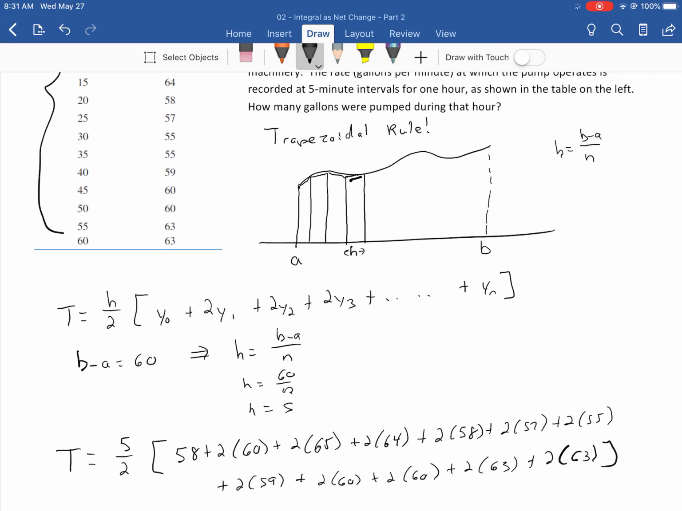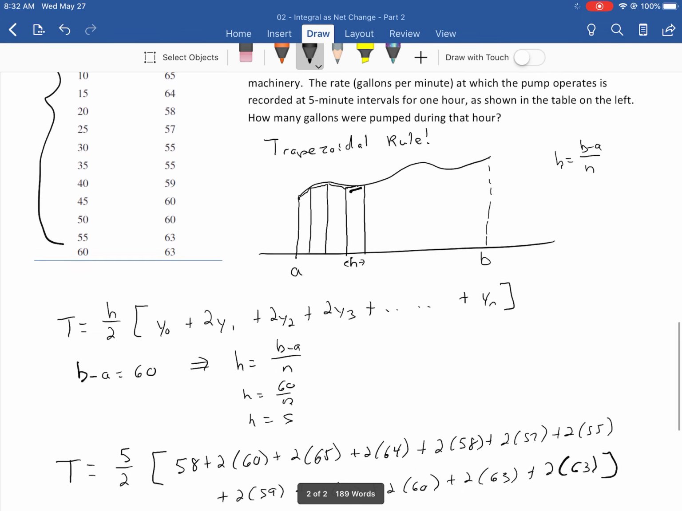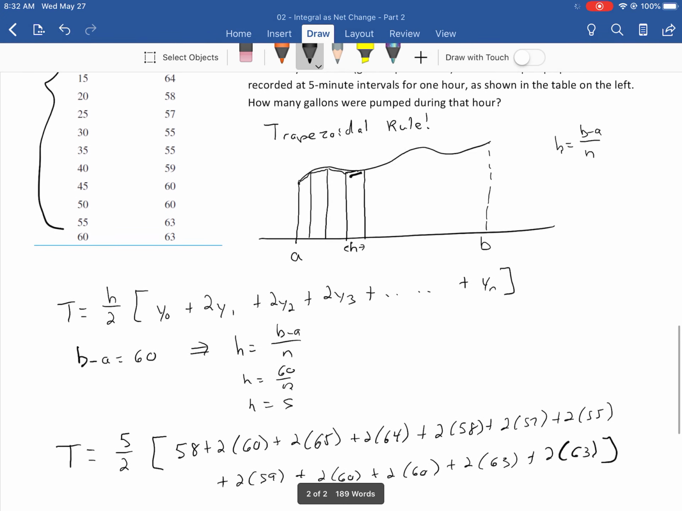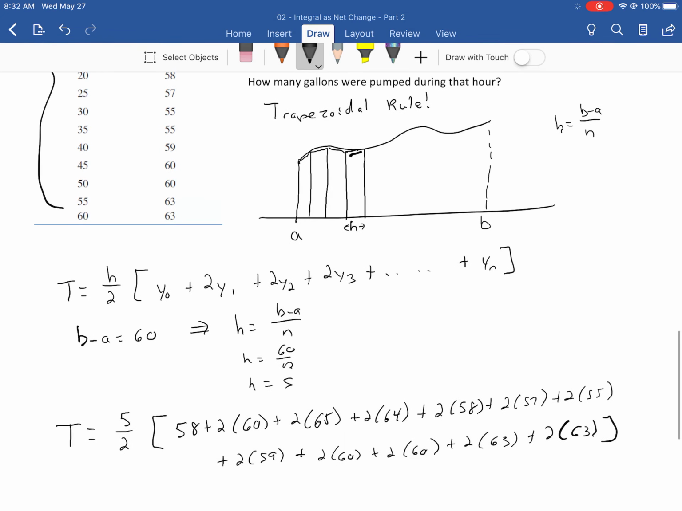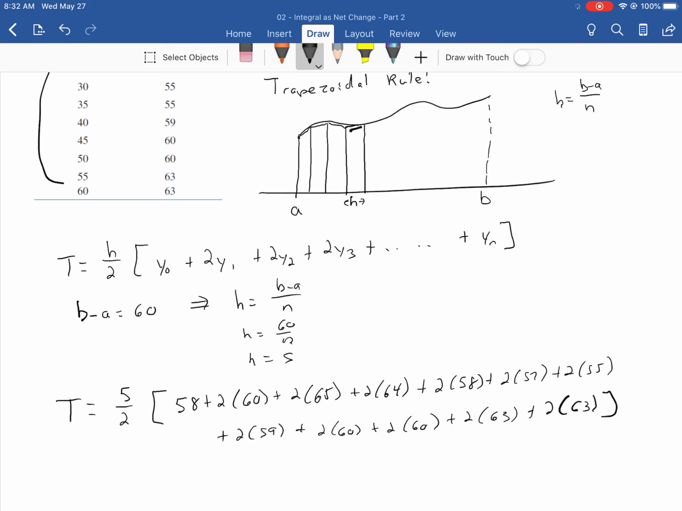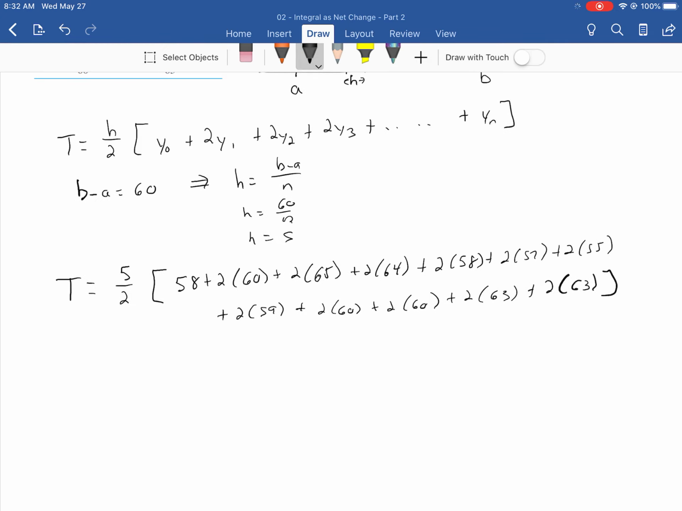Did I get them all? There's supposed to be 13 pieces of data there. 2, 4, 6, 7, 9, 11, 12, 13. Let me just check them again. 58, 60, 65, 64, 58, 57, 55, 59, 60, 60, 63, 63. That's the real tough part of these questions, making sure you don't lose focus and you get all those values in there. So I always double check them.